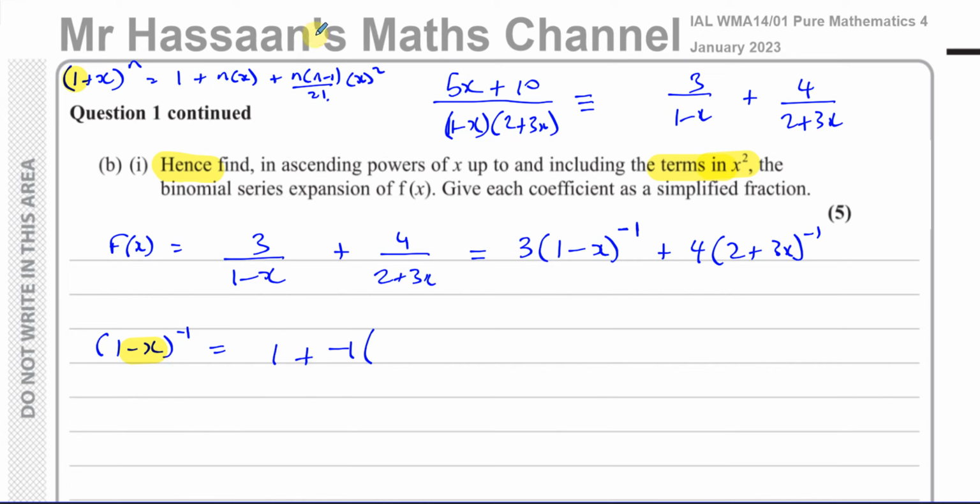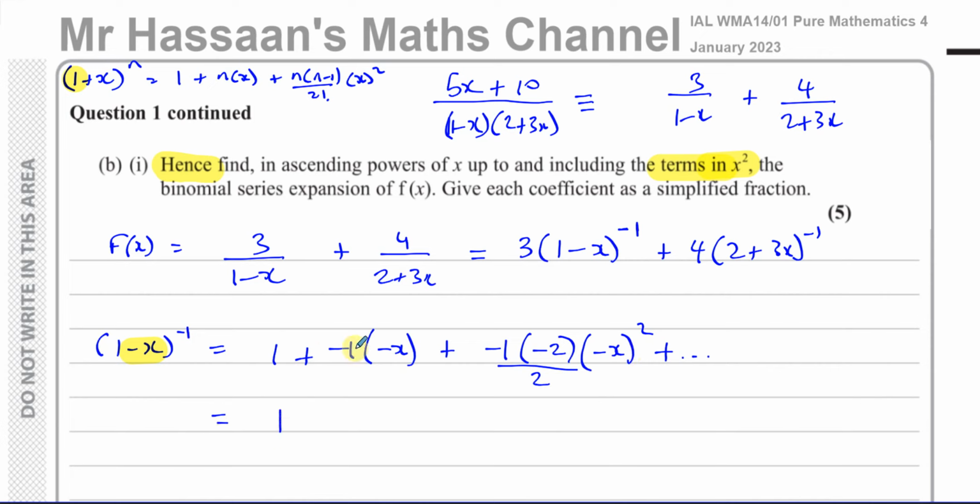So the minus sign has to be included in the x. So it's 1 plus nx plus, and then you're going to have n, which is minus 1, times n minus 1, which is take away another 1, that's minus 2, over 2 factorial, which is 2 times 1, times x squared. So it's minus x squared plus, and that's as far as we're going to go because we only want up to x squared, and we're going to be basically adding these two together, so we only need up to x squared.